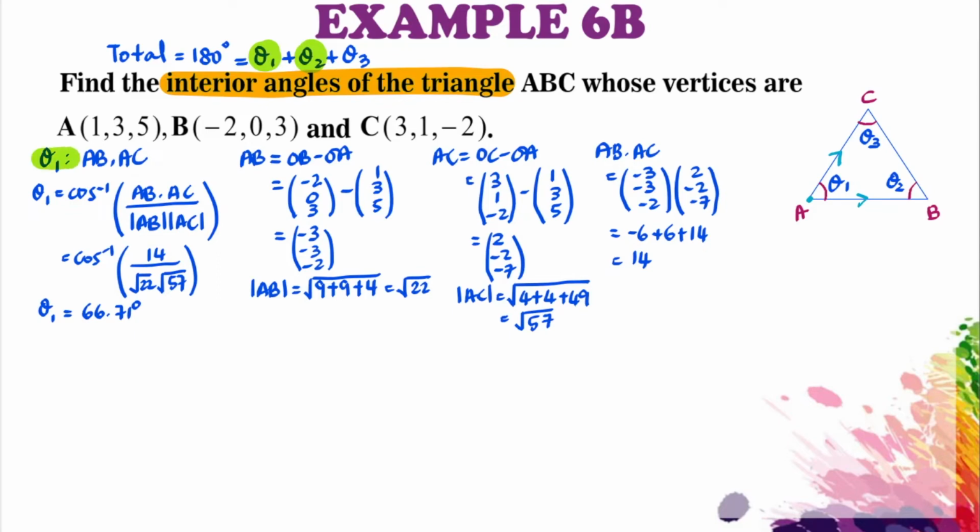Next, we will find theta 2. It comes out from point B, so point B towards C, and then towards A. So for theta 2, the vectors involved are BA and BC. Theta 2 will be equal to inverse cos of BA dot BC over magnitude BA, magnitude BC. Okay, so we need to find the position vectors of BA and BC.